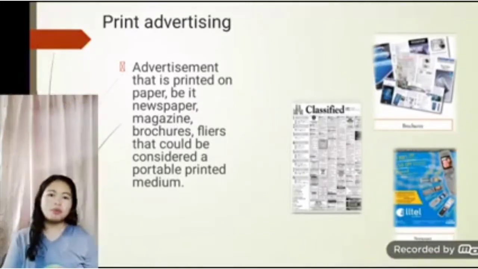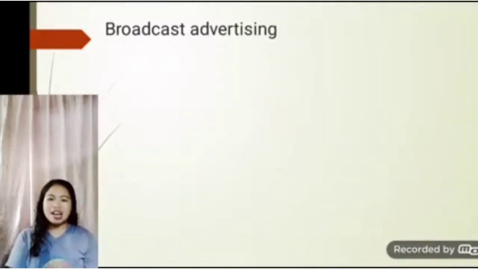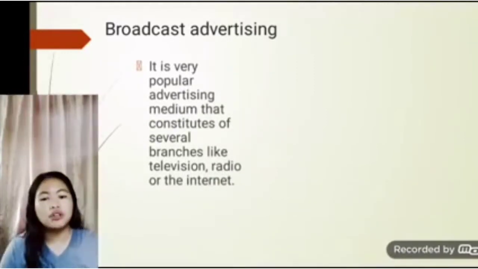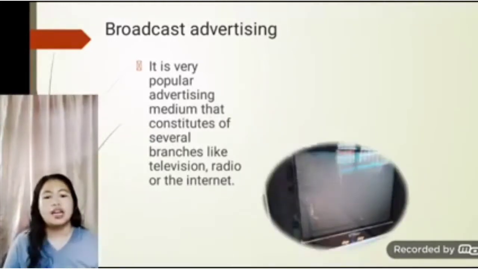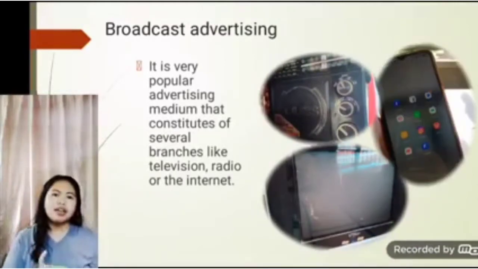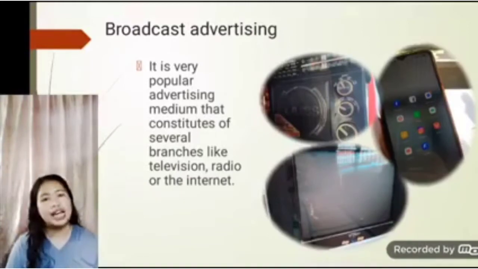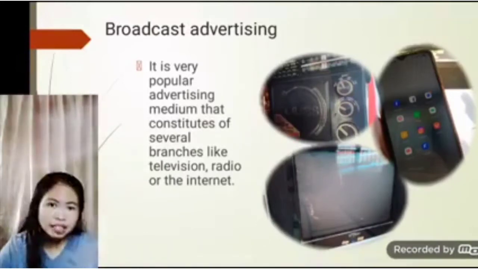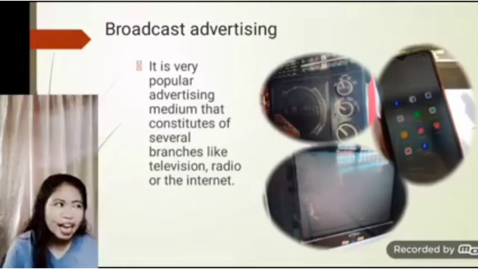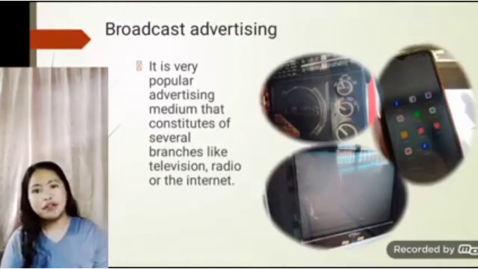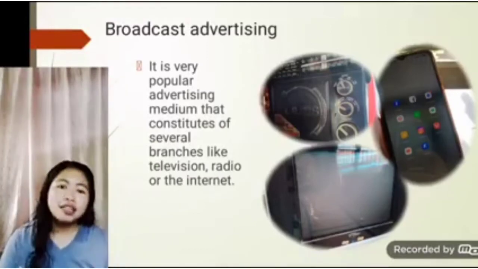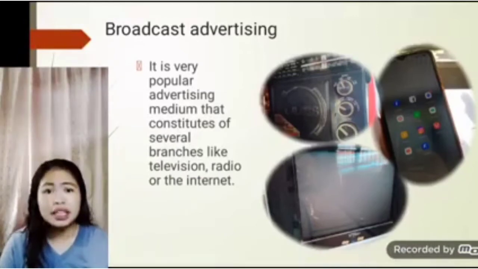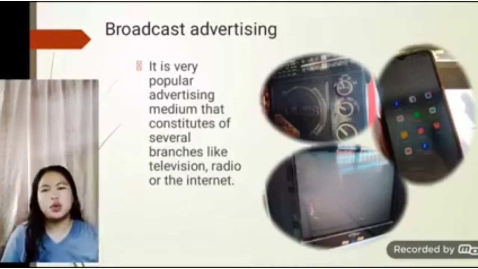So next type of advertising is the broadcast advertising. Broadcast advertising is a very popular advertising medium that consists of several branches like television, radio, or the internet. So, the most common of this broadcast advertising is the television. So, when we watch a telenovela, after 5 minutes, there is an advertisement for any product, the Tide, Downy, or any kinds. And in radio, we can also hear some advertisements. In internet, mostly advertised is in YouTube. We can see several advertisements in YouTube. When you watch YouTube, there is 5, 4, 3, 2, 1 and then an advertisement.